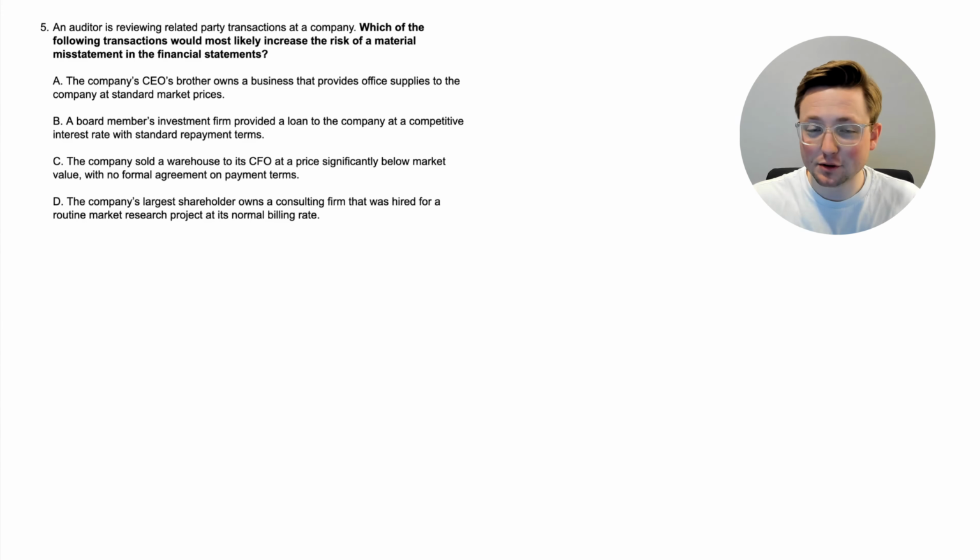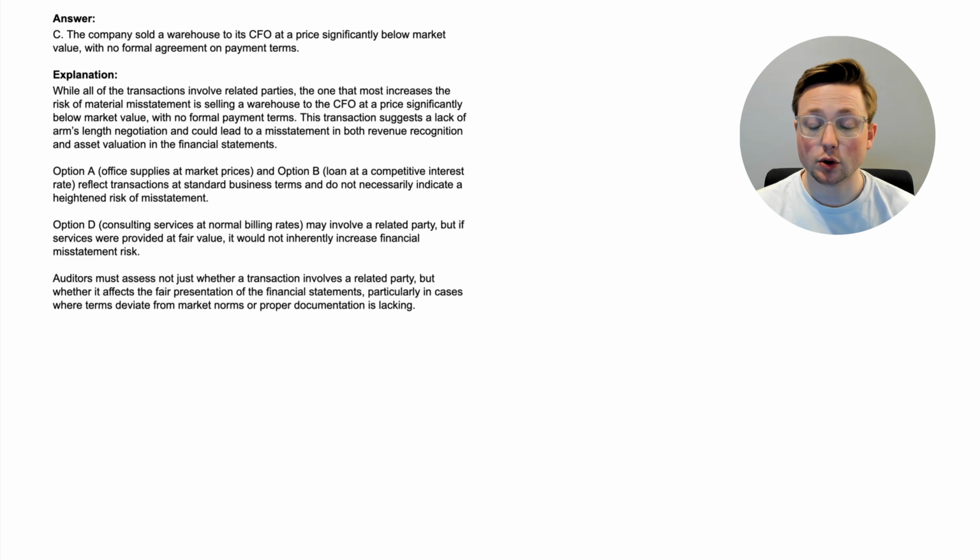So I think this is one of those situations where you can probably already figure out which one of these is the most likely to increase the risk of material misstatement just based on me reading through those. But if you don't know, that's okay. Pause the video, think through this, and when you're ready, come back. We'll look at the answer together. All right, here we are. The answer is C. The company sold a warehouse to its CFO at a price significantly below market value with no formal agreement on payment terms.